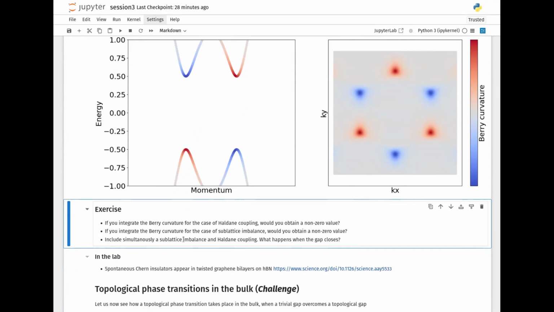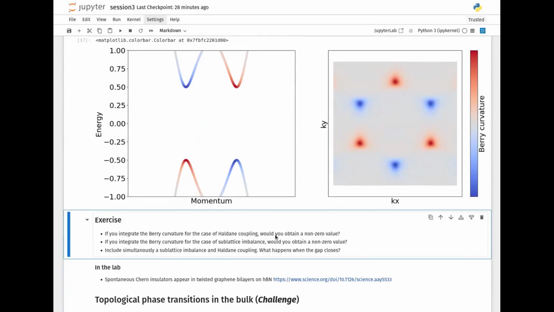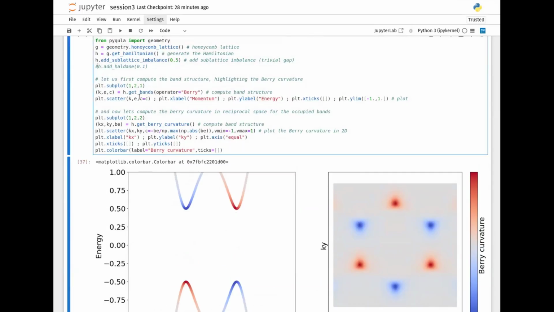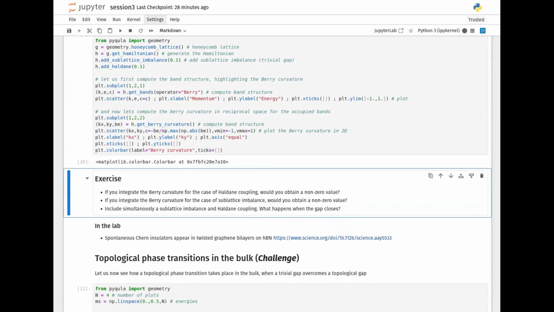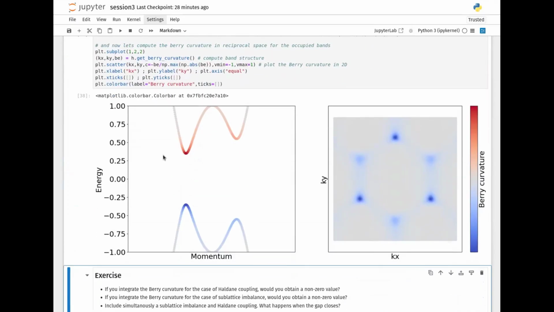And then the next question is to include simultaneously sublattice imbalance and Haldane coupling, and what happens when the gap closes. So for that, let us start with a large Haldane coupling and smaller sublattice imbalance, so that we know that the Haldane coupling is winning. And so what you see is that in this case, you still have a Berry curvature that has the same sign everywhere in the Brillouin zone. Now it's a little bit asymmetric between the two valleys. So one valley has bigger Berry curvature and the other one has a smaller, but it's still of the same sign all the time. So when we integrate this in reciprocal space, we are going to get Chern number 1.